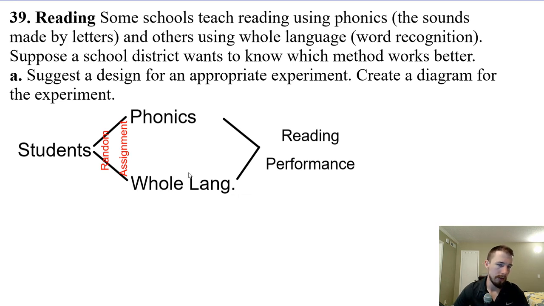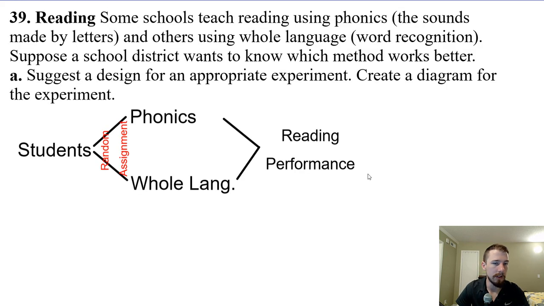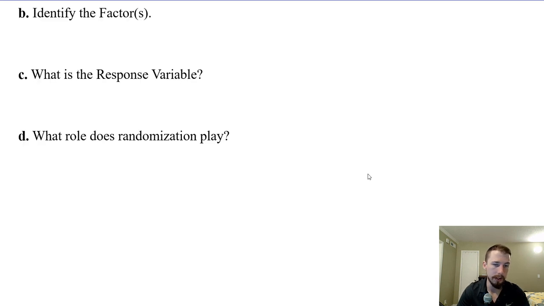All right, so they're going to be randomly assigned here. Our factor has two different levels, two different ways of learning reading: phonics and whole language. And then at the end, we're going to measure reading performance, however we do that testing more than likely. Our response variable that we're measuring is their reading performance.